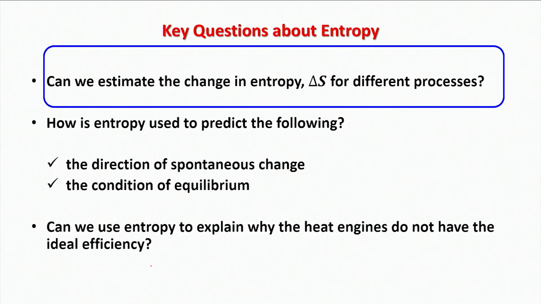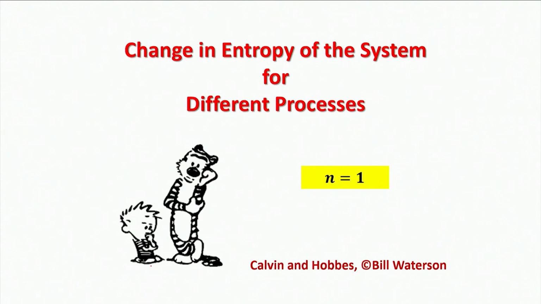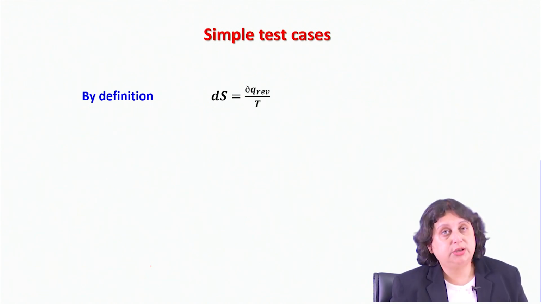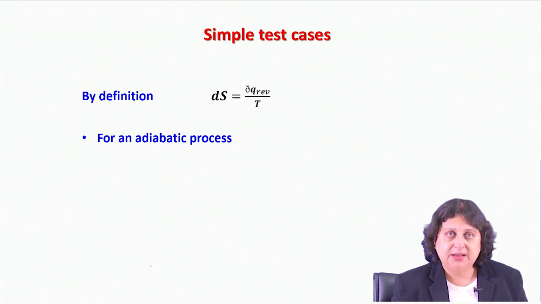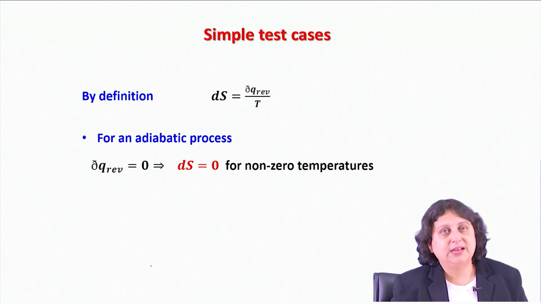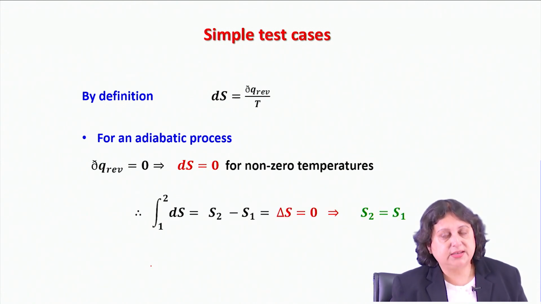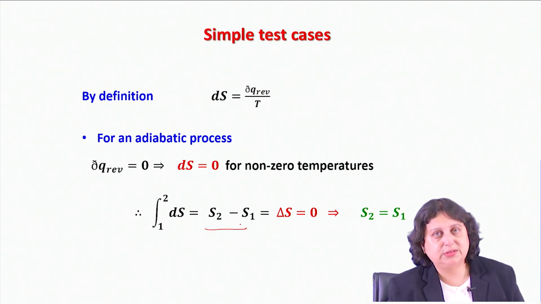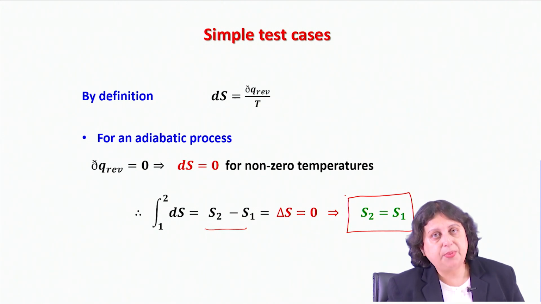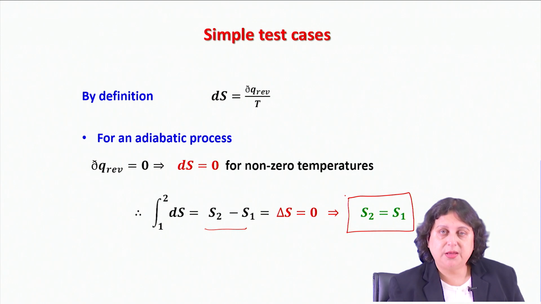So let us first focus on the estimation of delta S for different processes. To keep things simple, I will be assuming 1 mole of the substance in the rest of the examples that I show you here. By definition, once again, dS is equal to dq reversible by T. Now if I have an adiabatic process, by definition, dq reversible is equal to 0. Therefore, for non-zero temperatures, I must have dS equal to 0. If I now integrate as the system passes from state 1 to state 2, I find that S2 minus S1 should also be equal to 0. And therefore, for an adiabatic process, the entropy of the final state is equal to the entropy of the initial state.